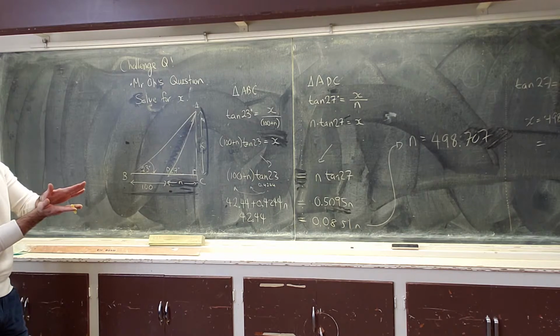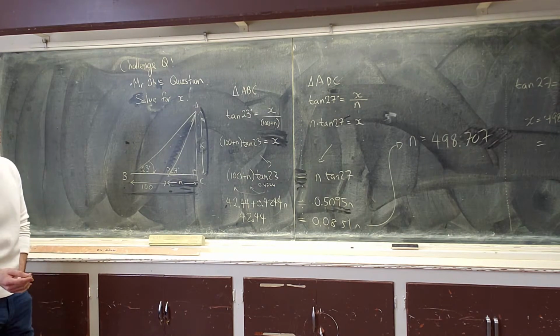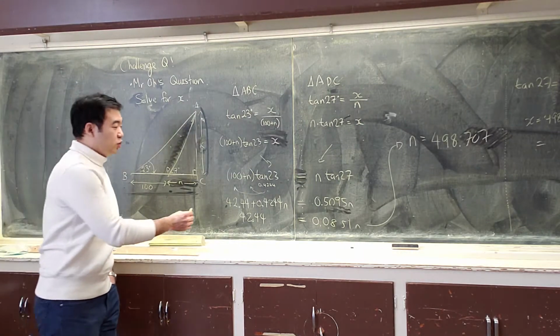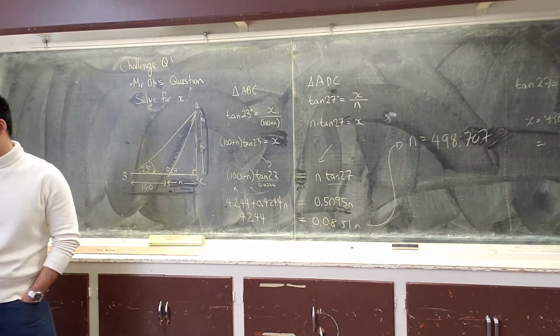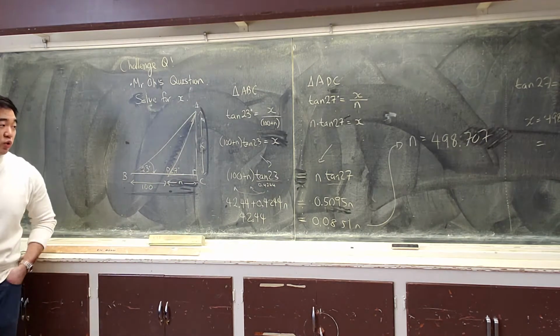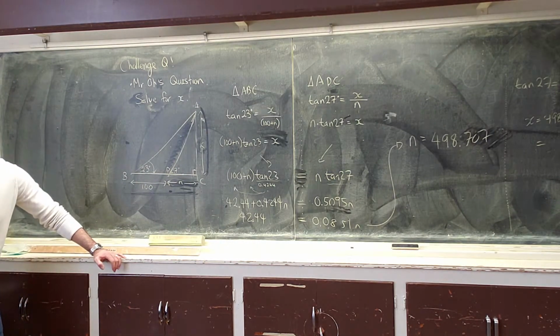23, 4, 7. As long as you're doing this one right for me, because right now, again, I don't have my calculator with me. Could everyone check tan 23 and tan 27? 0.42. Okay? And tan 27 is 0.509. Okay. So we're doing it right.